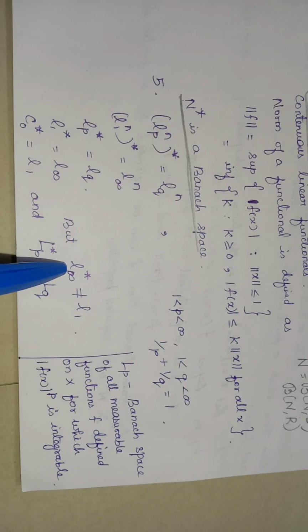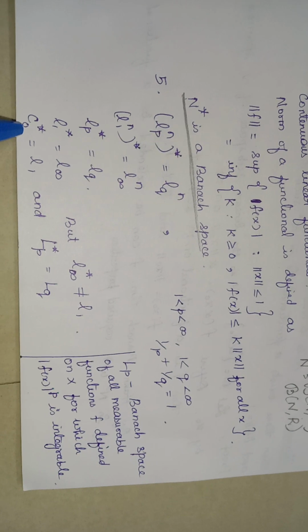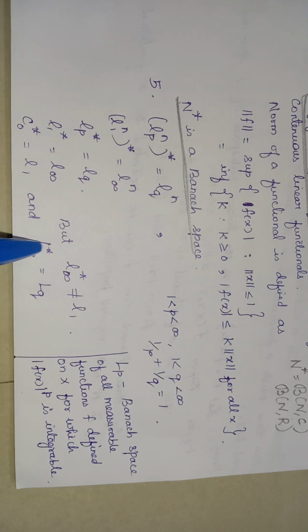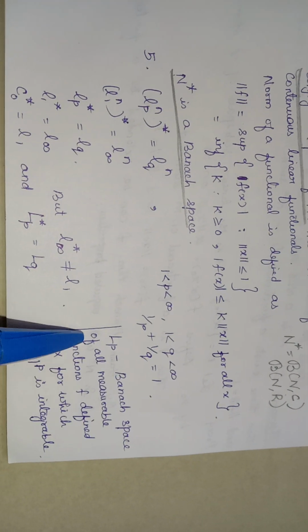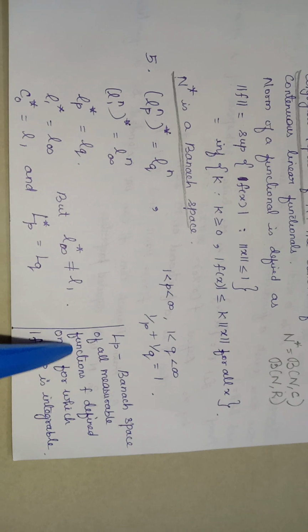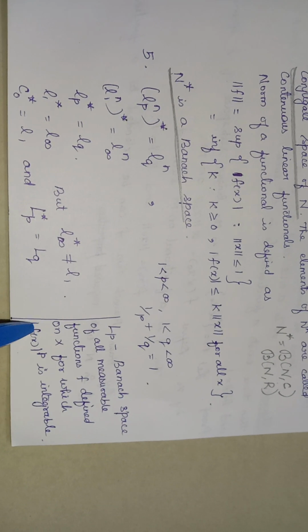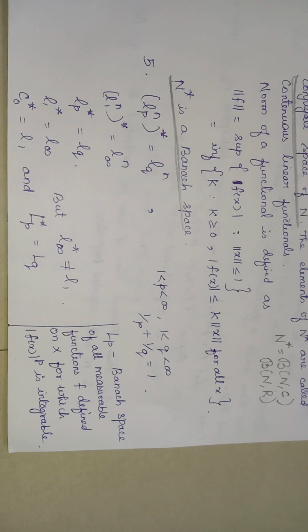But the conjugate space of l_infinity is not equal to l_1. And the conjugate space of c_0 equals l_1, and the conjugate space of capital L_p equals capital L_q. This capital L_p is nothing but the Banach space of all measurable functions f defined on X for which modulus f of x to the power p is integrable. That's all. Thank you.